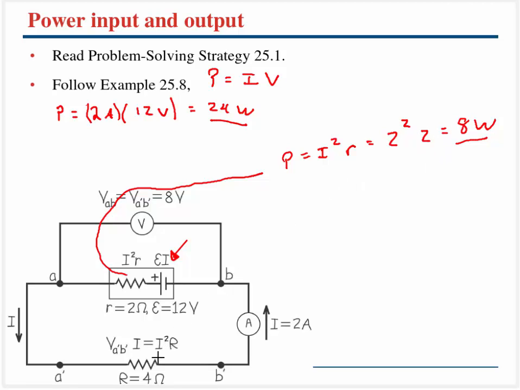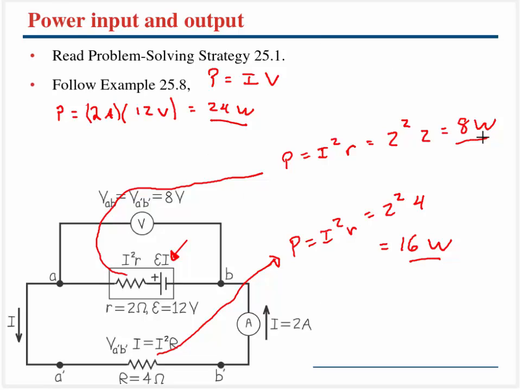How much power is being used by this resistor? Well, we can say the same thing. Power is going to be current squared multiplied by the resistance. And so the current is going to be 2. The resistance is going to be 4. Make sure we square the 2. And we get 16 watts of power being eaten up by that resistor.